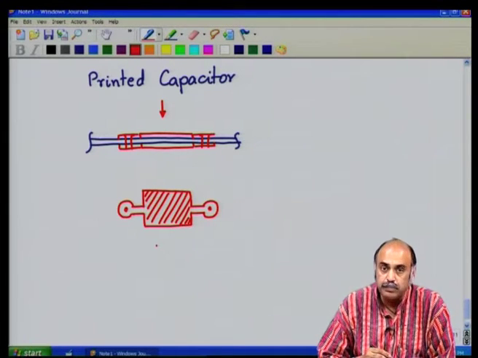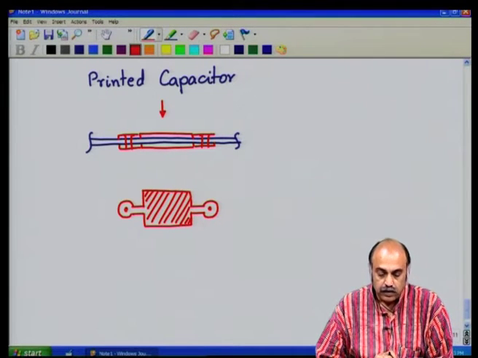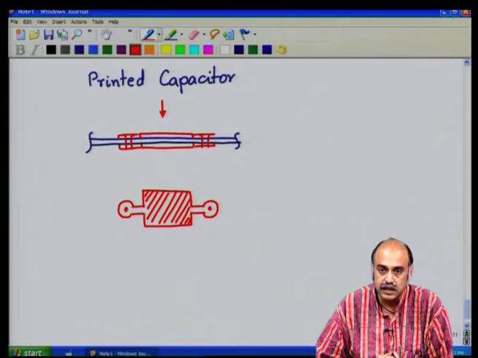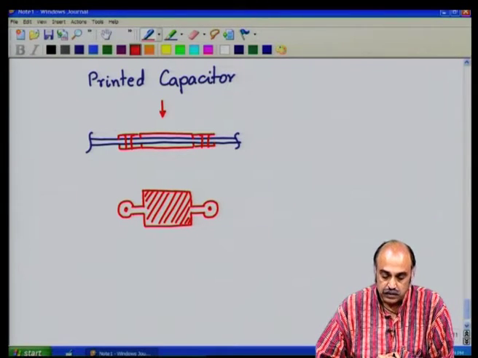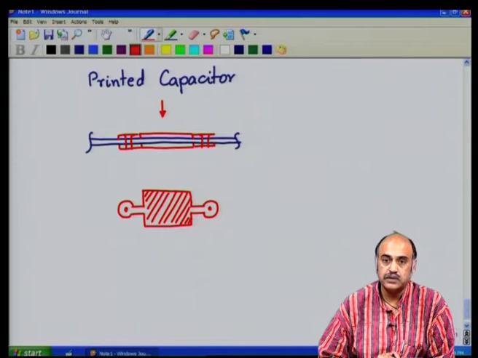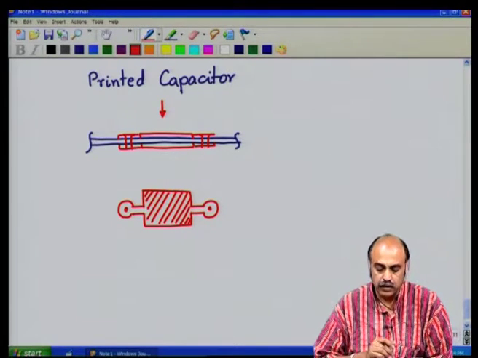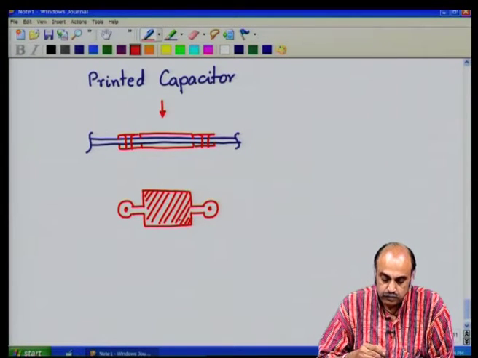Now, use of printed capacitors was advantageous in some cases because they are very fast capacitors and they have the least series inductance. The equivalent series inductance of these capacitors is the least, and their drift with temperature is very low compared to external capacitors that we use. This is one way of printing a capacitor on the printed wiring board itself.